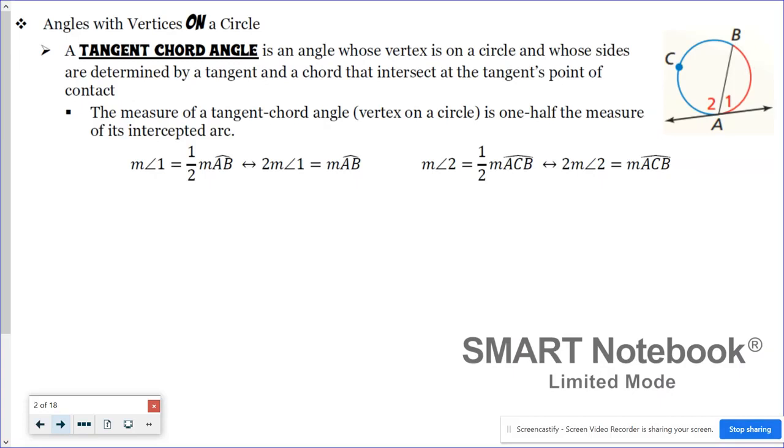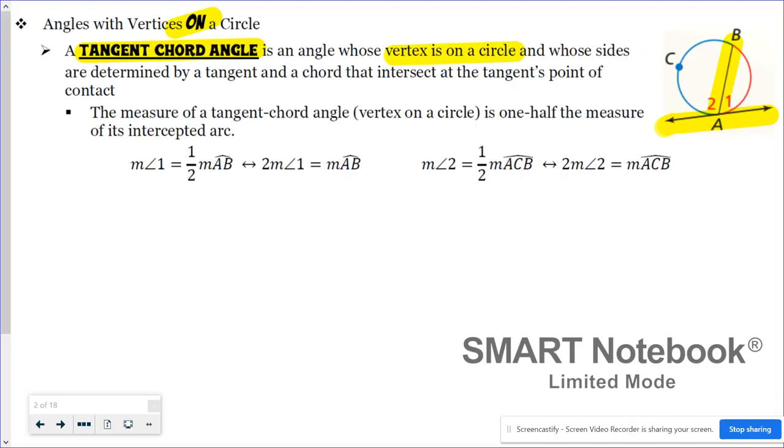So another kind of angle that can have a vertex on a circle is a tangent chord angle. So over here on the right, this line is a tangent. Notice it's simply touching the circle in one place. And then AB is a chord. So the tangent and the chord make a tangent chord angle. And notice the vertex is on the circle.